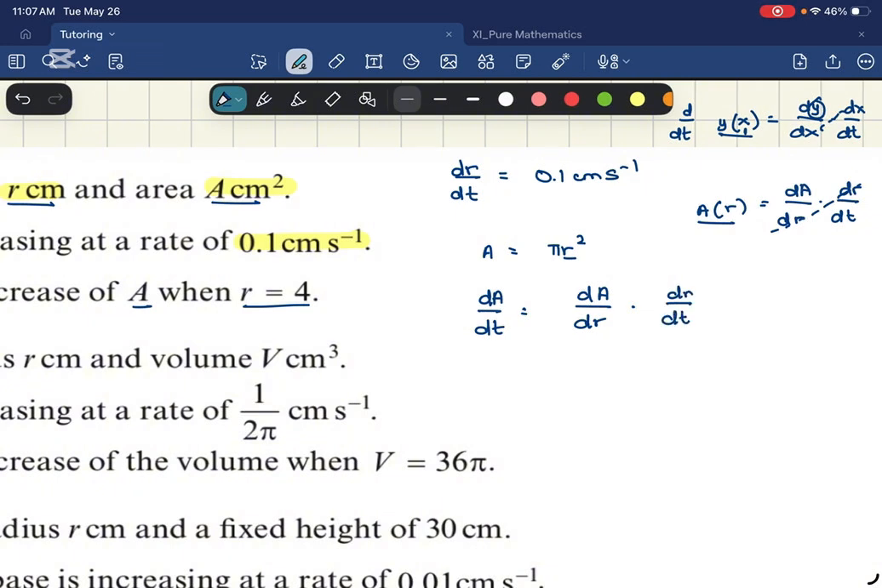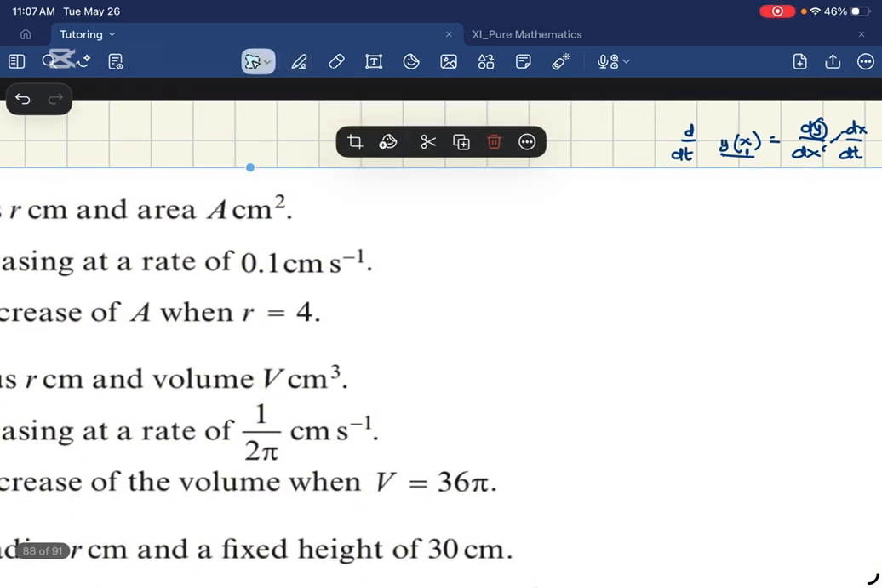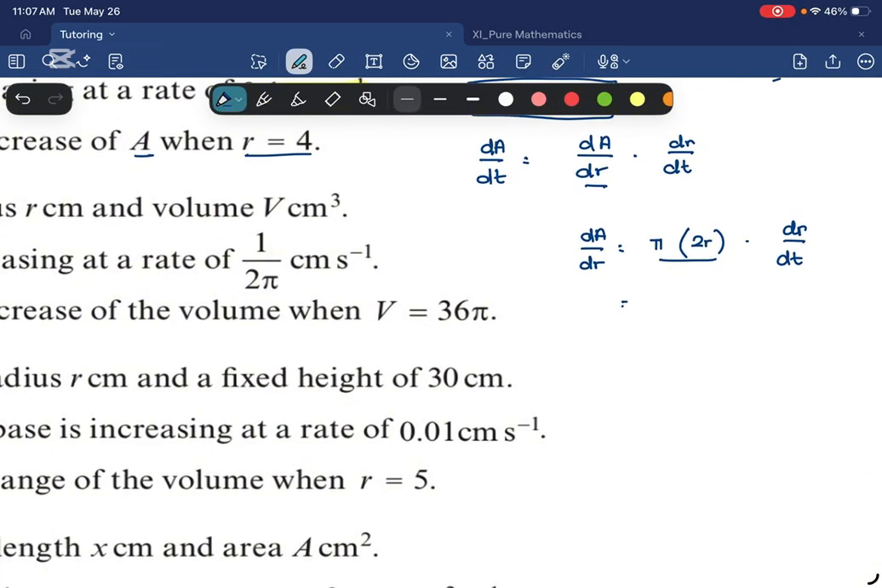Now what is dA by dr? Well, I just differentiate this equation with respect to r. So dA by dr is now pi, I keep pi, and if I differentiate r squared with respect to r, just like differentiating x squared with respect to x gives 2x, I get 2r. The variable is the same. So that is dA by dr times dr by dt, and we are given dr by dt in the question. That is just 0.1 centimeters per second.